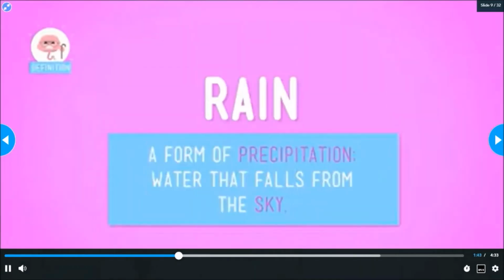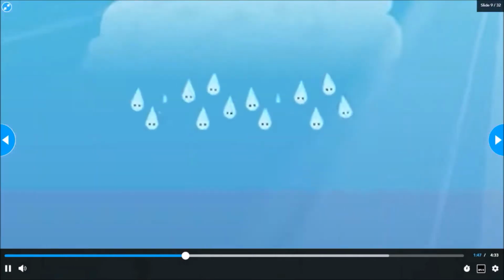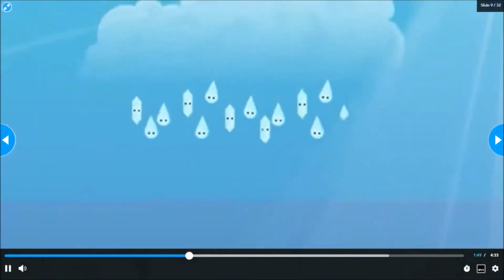Rain, of course, is just a form of precipitation, or water that falls from the sky. It happens when droplets of water in the clouds, or sometimes ice crystals, get heavy enough and fall to the ground. If they're crystals, the warm air near the ground will melt them as they fall, forming liquid raindrops.